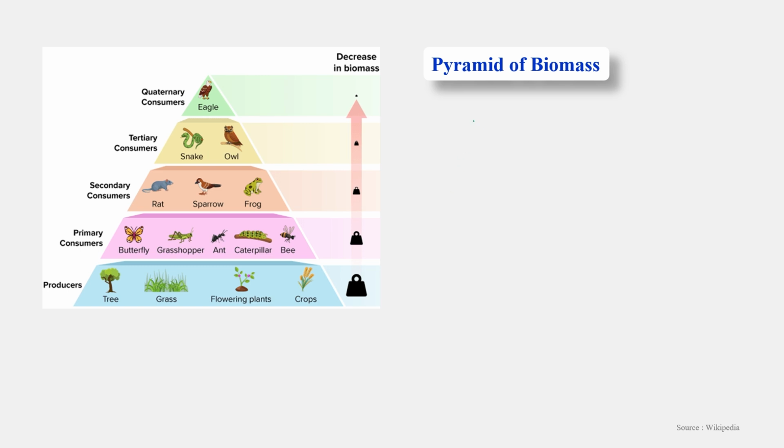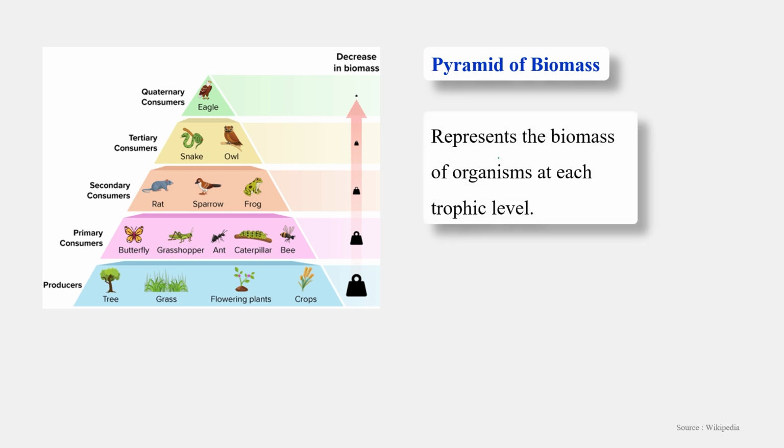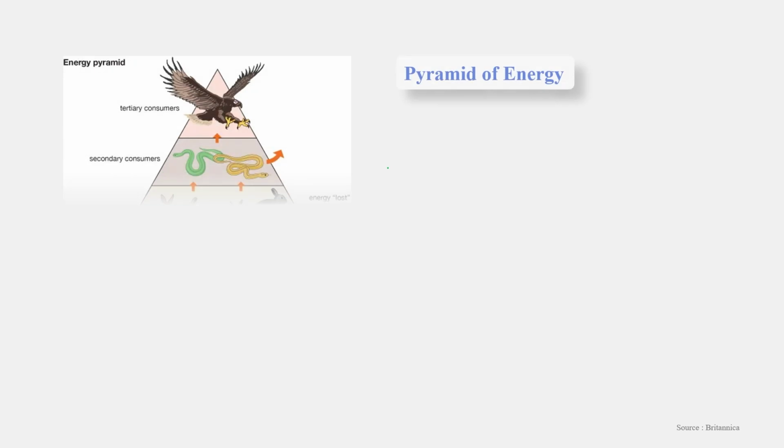Similarly, the pyramid of biomass represents the biomass of organisms at each trophic level. As you can see, the number of producers is more: trees, grasses, flowering plants, crops. The total biomass of primary consumers is less than the producers. The total biomass of secondary consumers is less than the primary, and so on. So the pyramid of biomass decreases as we move from bottom to upper side, and it is also in an upright position.